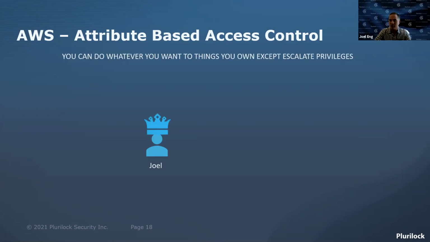Amazon's solution is this idea that you can do whatever you want to things that you own, except escalate privileges. And so let's actually deconstruct that and figure out what that would look like from an Amazon perspective. When I say you can do anything you want, that does in fact mean that you as a user have wide access to create, modify, update, and delete anything within the AWS services. However, you can only do this to things you own.